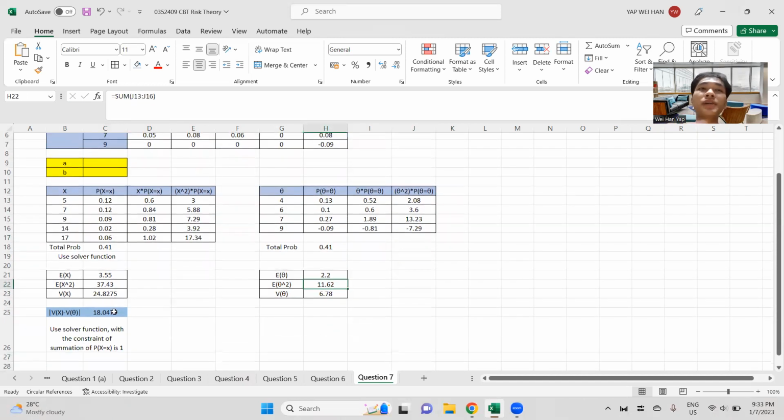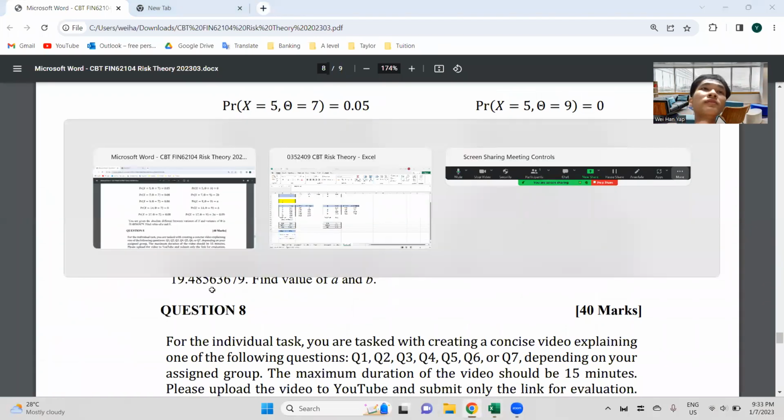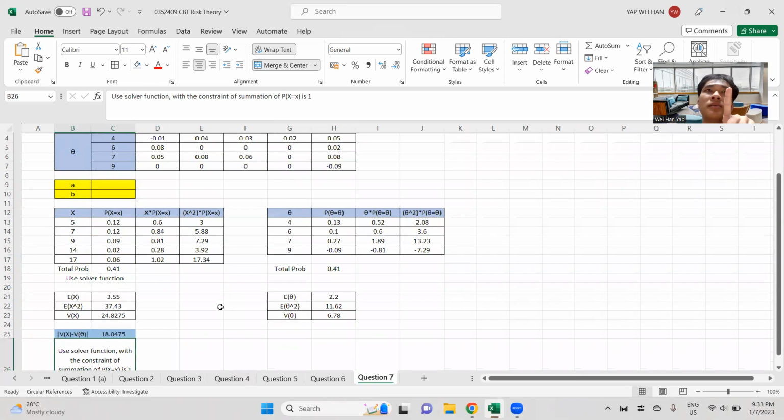So I'm trying to work on the question. The question told me the difference between the variance of x and the variance of theta. So I use the ABS function to find the absolute difference, using my C23, which is my variance of x, minus my H23, which is my variance of theta. You can observe I'm not getting a correct answer, I'm getting 18.0475.